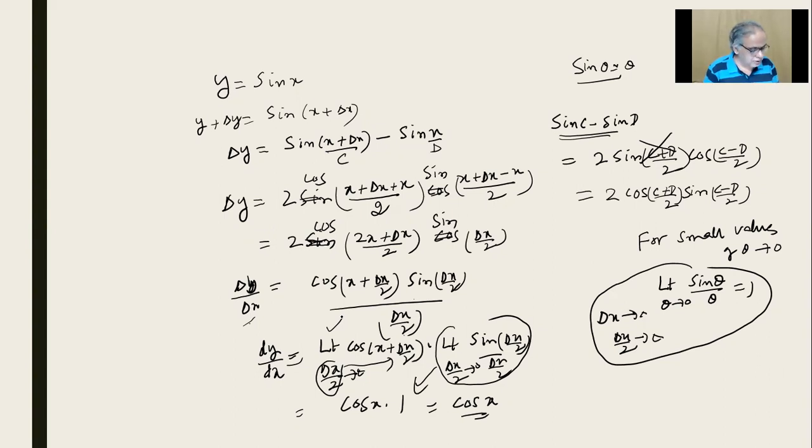So like this, you could calculate derivatives of many functions. This is what we call finding it from first principles. If you're okay with this, one more function we can check in detail. Otherwise, we can give the table.